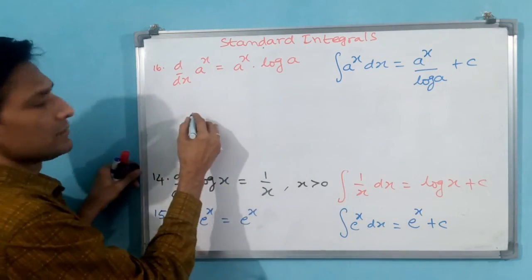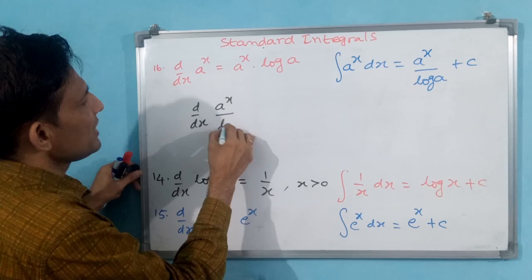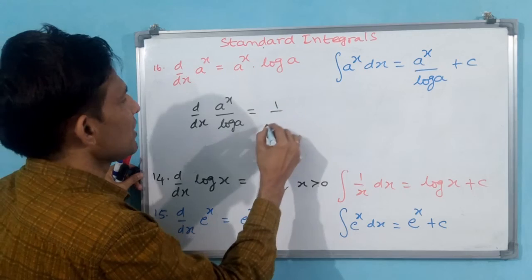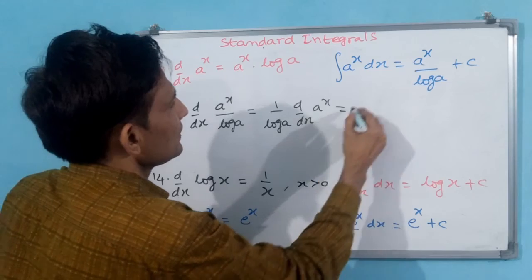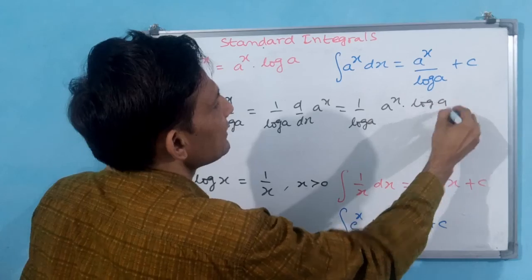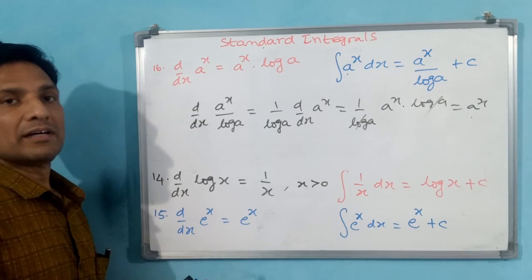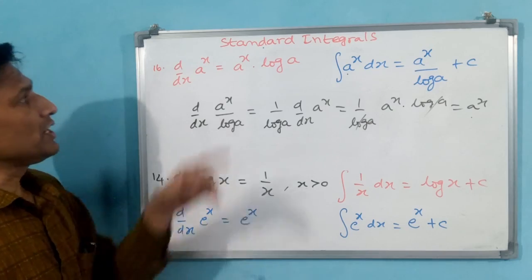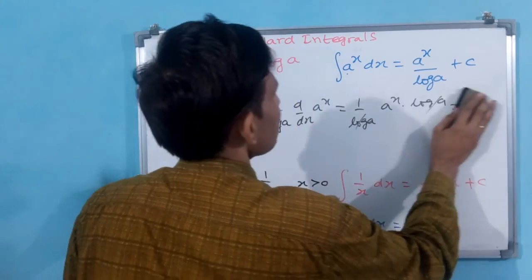This you differentiate now. d by dx of a power x by log a is equal to, see, 1 by log a is constant, you take out 1 by log a into d by dx of a power x. A power x log a means a power x into log a. Log a is going to get cancelled, and you are going to get a power x. Like that you have to think. Here multiplication is there, and here division will come, to cancel out each other.